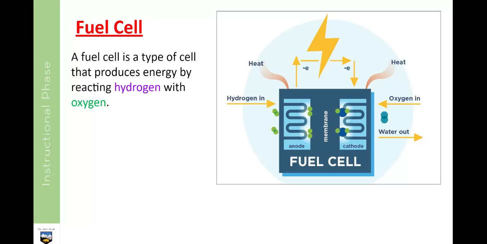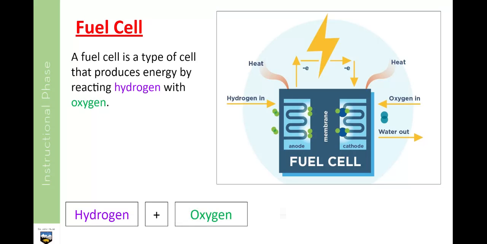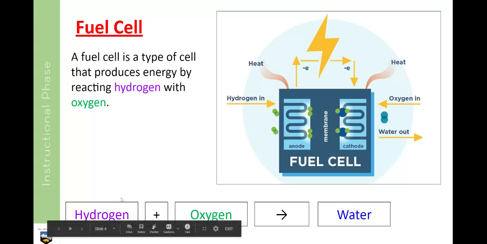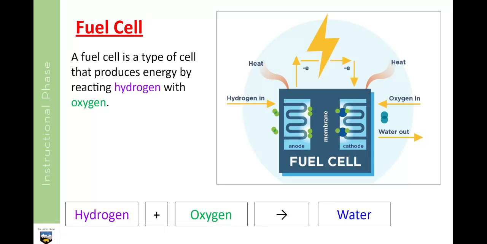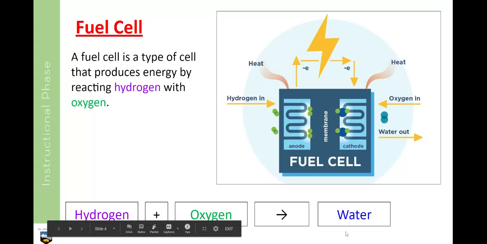So let's look at the word equation for how a fuel cell produces energy. So we've got our hydrogen gas going in. It reacts with our oxygen gas and it produces water, H2O. So the symbol equation for hydrogen gas, it would be H2 plus what's oxygen gas? O2 goes to make H2O. And again, guys, the really good thing about using fuel cells is the only product is water, which doesn't cause pollution.